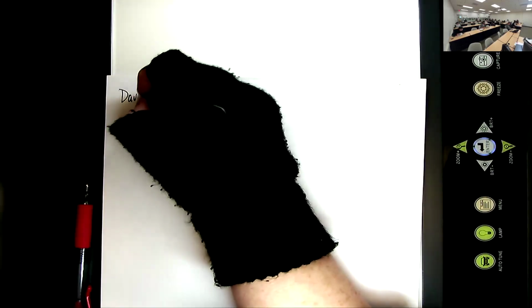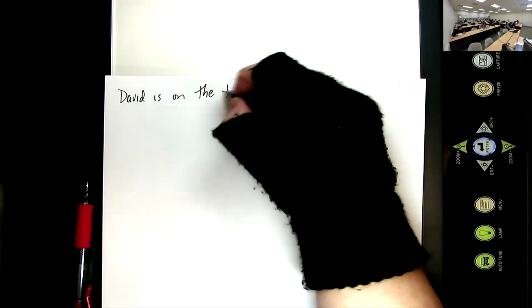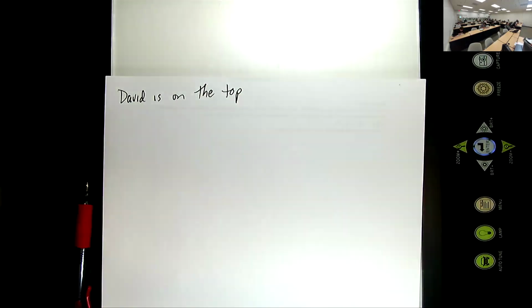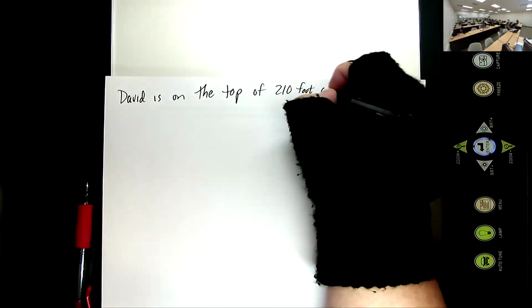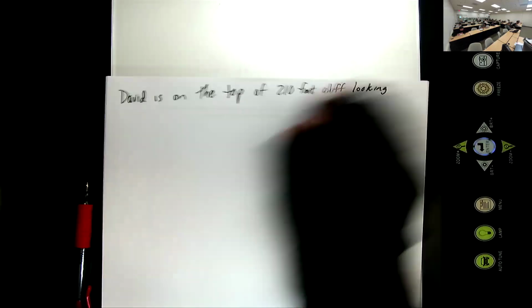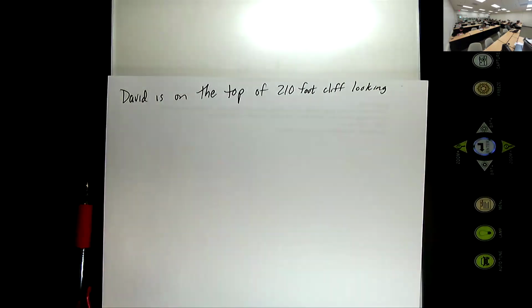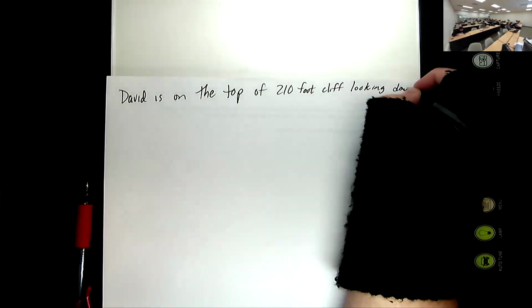Well, let's say I am on the top of a cliff. Maybe that's not me. That feels weird calling me David. David is on the top of a 210-foot cliff, looking down at a lighthouse.